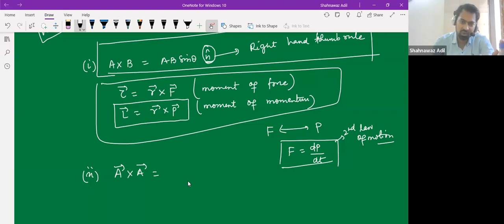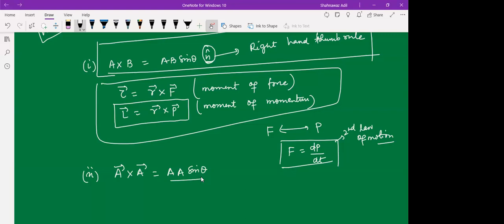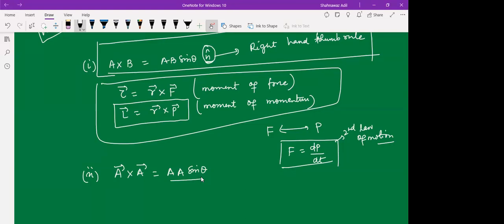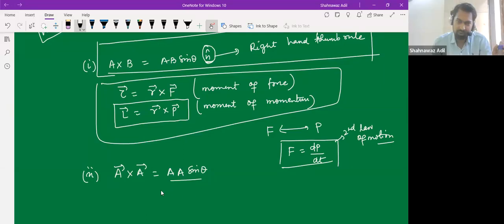Okay, let me give you a hint. This would be A B sine theta. Now think from this point. It will be zero. Why? Because the angle between A and A is zero, so sine zero is zero. Whenever we take the cross product with the same vector, it gives zero.